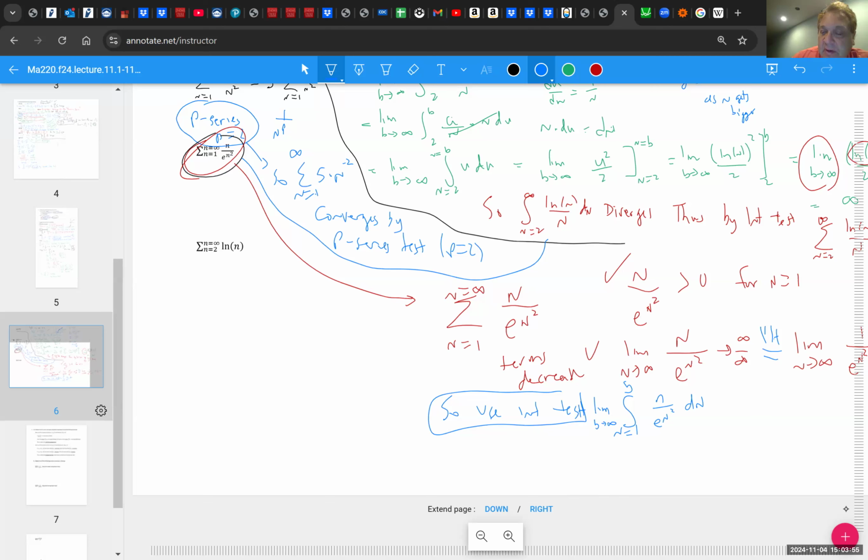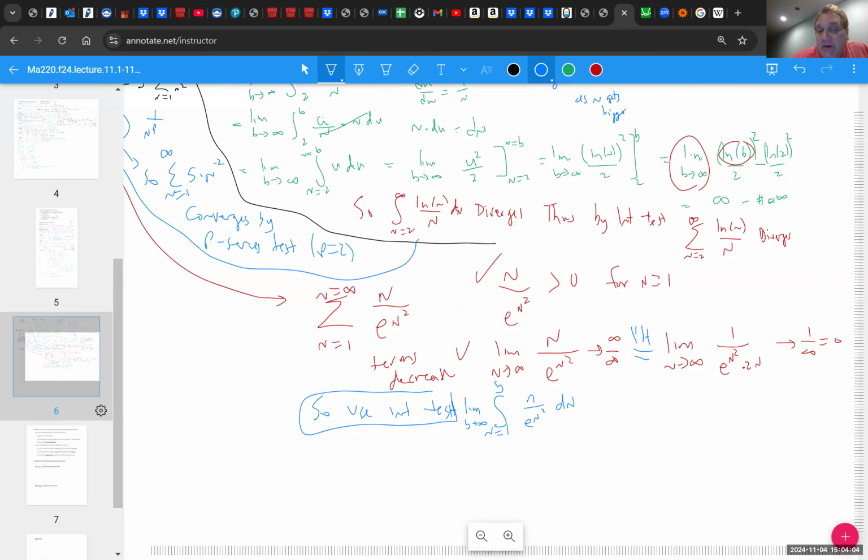And then we just use our integration techniques to find the antiderivative of this thing, and then take the limit as b goes to infinity. I just put another u-sub in there just to practice. It's the most common type of integration technique. So u is equal to n squared works quite nicely. du/dn would be 2n, which means that dn would be du over 2n.